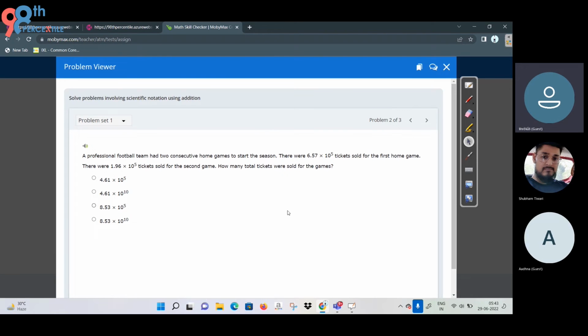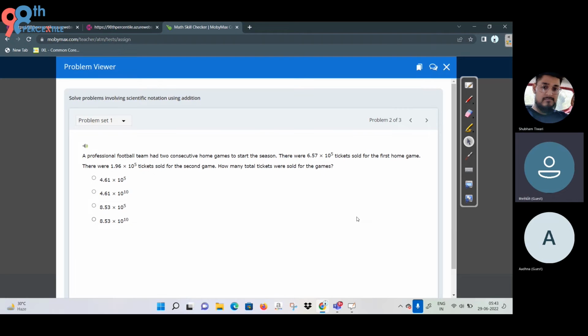Shreyas, the professional football team had two consecutive home games to start the season. There were 6.57 times 10 to the power 5 tickets sold for the first home game. There were 1.96 times 10 to the power 5 tickets sold for the second game. How many total tickets were sold? So you need to add that and give me the answer. The third one.